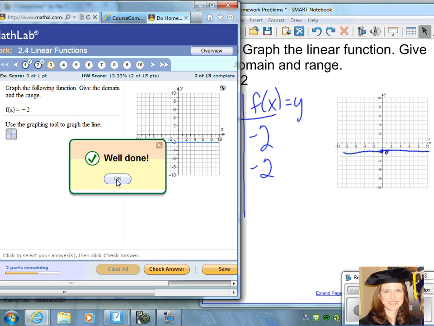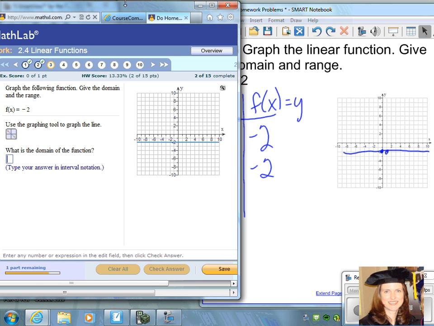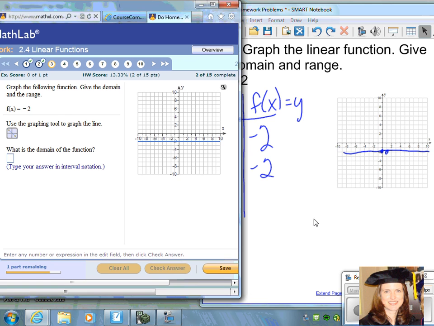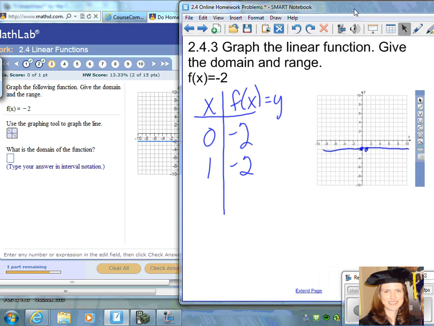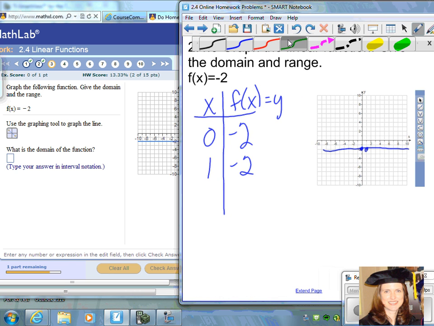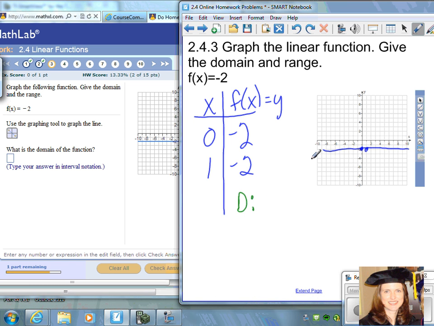Well done. Now we want to talk about the domain and the range. Again, to find the domain, we want to look at how far to the left the graph goes and how far to the right the graph goes. So our domain, we use D for domain, is left to right. This goes forever to the left to negative infinity and goes forever to the right to positive infinity. The graph goes forever in both directions. You can plug everything into this function.